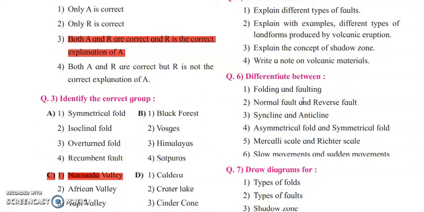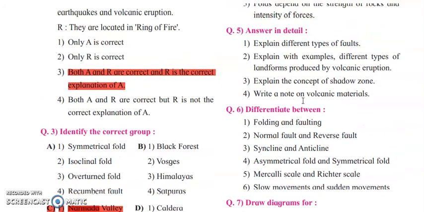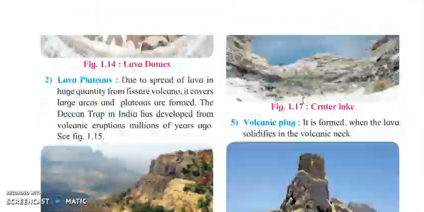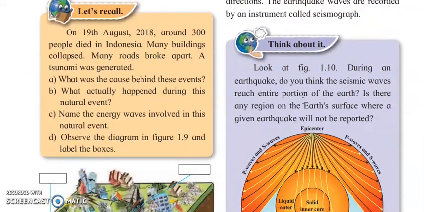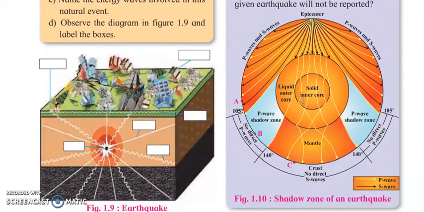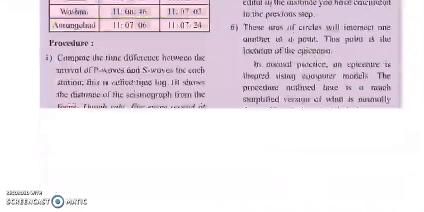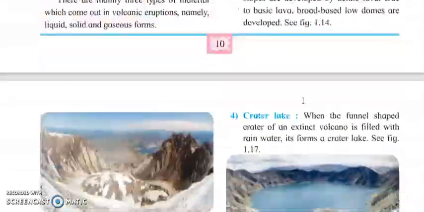Next you have explain the concept of shadow zone and write a note on volcanic material. So there is a whole topic about shadow zone. You just have to write it point wise. Okay, what are the important points, and you can draw the diagram for it. This is the diagram for it. Okay, so this is all about the answer in brief section.